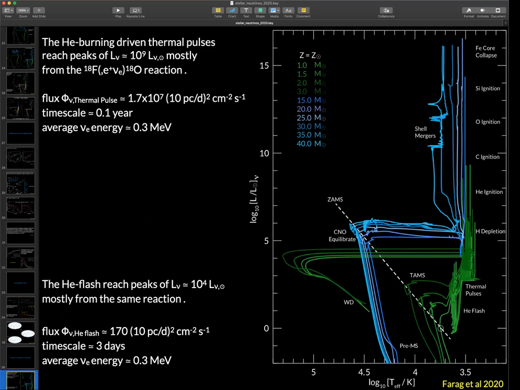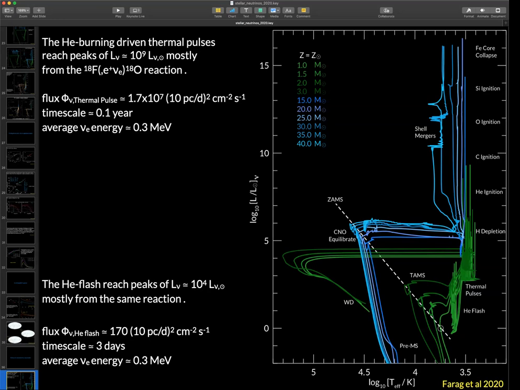So there are two peaks that stick out. You're looking for big numbers here on the y-axis, because those are the ones that are going to be the easiest to detect. And so for low mass stars, the peaks come up around the helium burning driven thermal pulses, where you will reach neutrino luminosities of about 10^9, a billion times the solar neutrino luminosity. And again, most of these come from the fluorine-18, e+ nu, oxygen-18 reaction. Okay. And so that gives you a flux scaled to 10 parsecs.